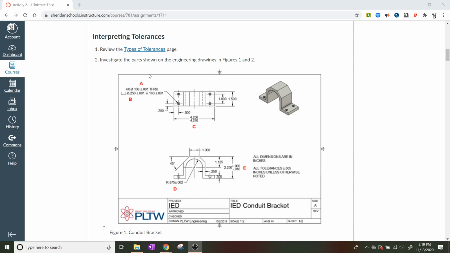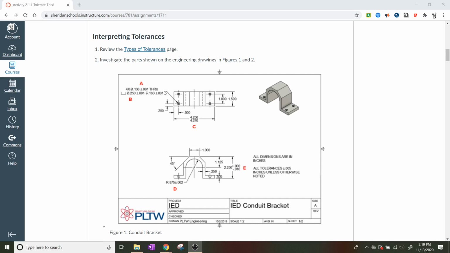We're going to write these down in our engineering notebook. We're going to do part A, part B, part C, part D, and E, and then there's a couple more down on the next page too. So part A has a hole that's being drilled in part of the conduit bracket, and it says that it's a diameter of 0.138 plus or minus 0.001 through. So if I'm looking at the plus or minus right here, I have to ask myself, what kind of tolerance is this? And also, what is the upper limit and the lower limit that goes with this?